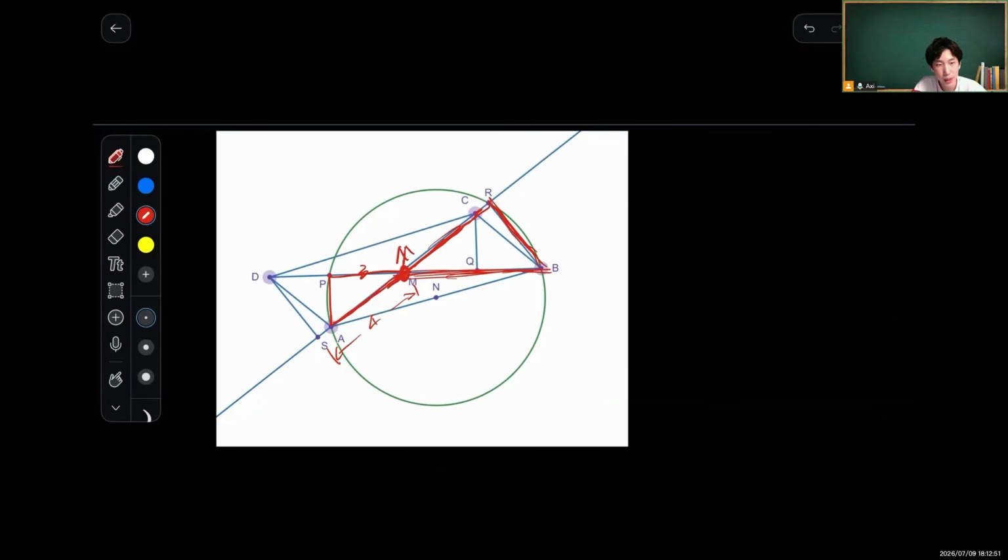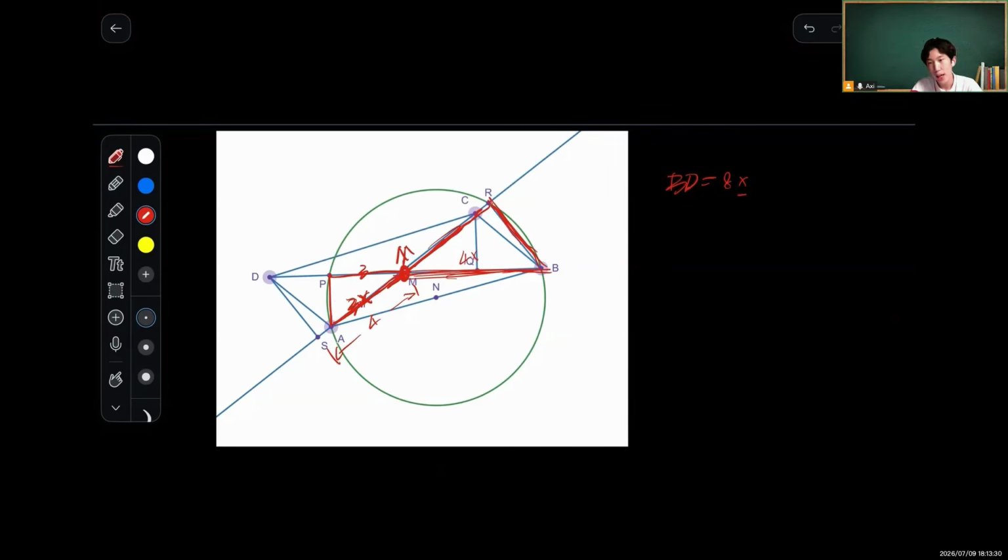That means we can apply power of a point, because the 4 here, MR, is also equal to MS. So that means if we set this to be 3x, then this is 4x. So MB is equal to 4x, AM is equal to 3x. And essentially, BD is simply 8x, and we just have to solve for x.